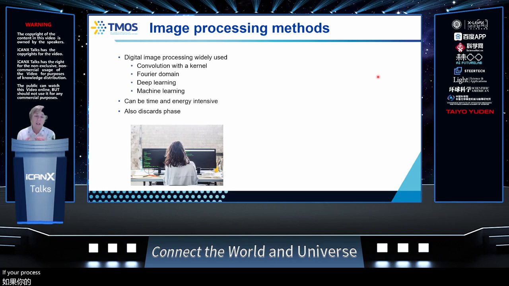If you're processing a small amount of data, this isn't a problem. But if you think about it, the amount of information that is being harvested in the form of images is increasing rapidly. And also the sorts of applications that need that information tend to be quite demanding in terms of time. So the fact that digital image processing takes time and requires energy is potentially an issue. As I mentioned in my first slide, phase is a very important property of an optical field. And if you obtain an image with a camera and attempt to manipulate it, you have inherently discarded phase information.